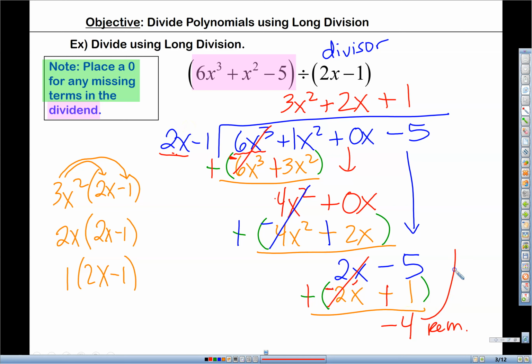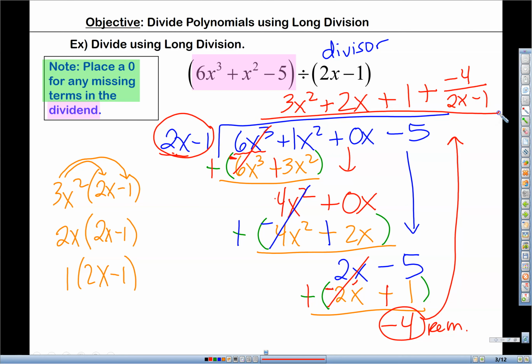So now I'm going to come up here to my quotient and write a plus, and I'm going to remember we're going to write our remainder as a fraction. When we write remainders as fractions, we take our remainder and we write it over our divisor. So this becomes plus negative 4 over the divisor of 2x minus 1. And this then is our answer to this division problem.